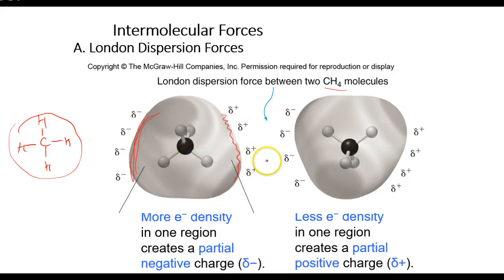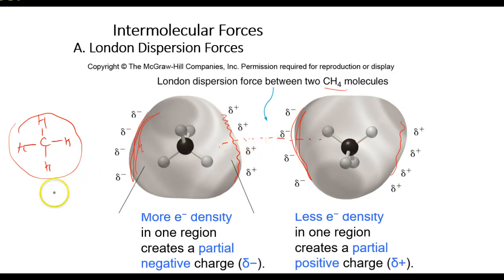All right, and then it causes the other molecule next to it to have more of a negative on this side, and more of a positive on this side. So this side is attracted towards the other side. More electron density in one region creates a partial negative. Less electron density in one region creates a partial positive. These are sloshing back and forth, so you imagine this is a very, very weak bond because at one moment it's there, at the next moment it's gone.